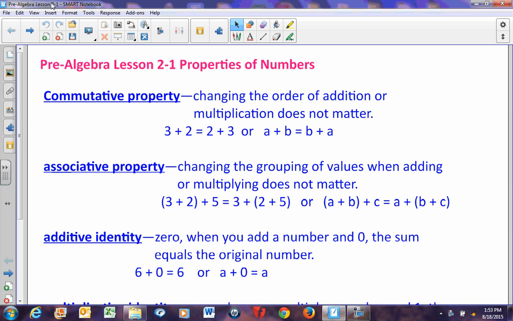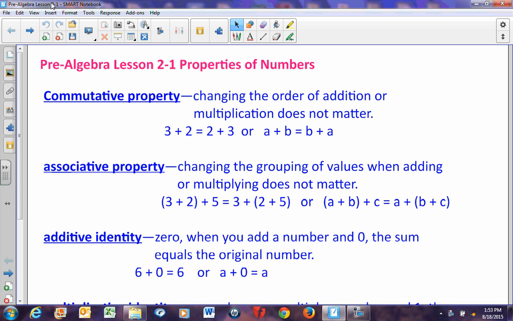This is pre-algebra lesson 2-1, properties of numbers. Now these properties you may have heard of before, some of you may not have heard of them. You don't have to memorize them per se, but you do need to be familiar with them and understand what they are about. The commutative property says changing the order of addition or multiplication does not matter.